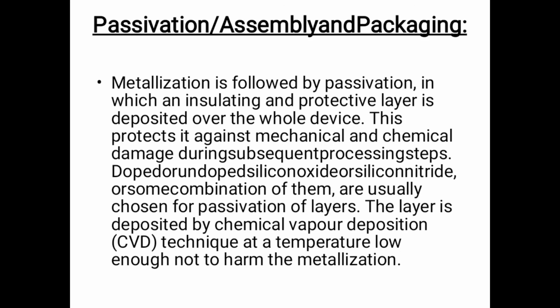Passivation, assembly and packaging. Metallization is followed by passivation, in which an insulating protective layer is deposited over the whole device. This protects it against mechanical and chemical damage during subsequent processing steps. Doped or undoped silicon oxide, silicon carbide, or some combination of them are usually chosen for the passivation layers. The layer is deposited by chemical vapor deposition techniques at a temperature low enough not to harm the metallization.